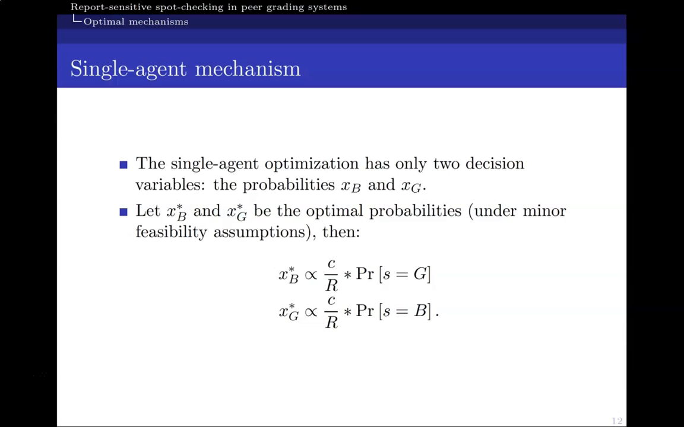And here we show that in fact these optimal solutions are proportional to the ratio of cost over reward, and also inversely proportional to the probability of observing the other signal. This matches with the intuition that if one signal is highly likely to be observed, you would want to spot check that with a smaller probability.